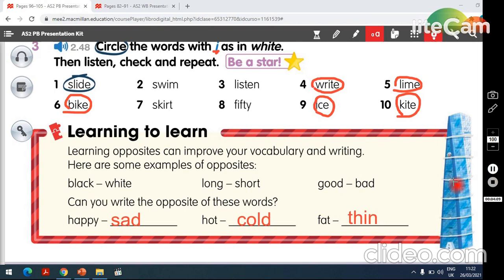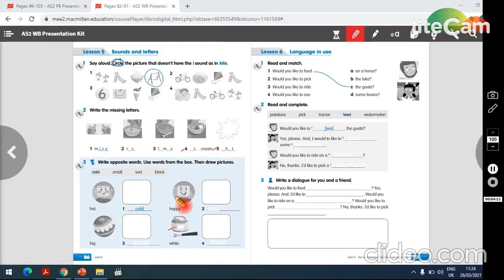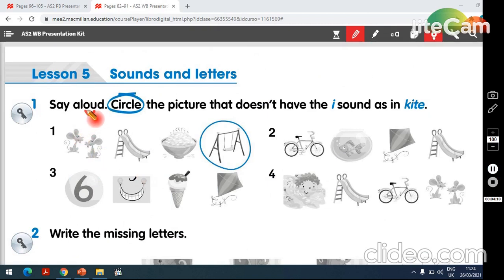Now let's move to our workbook, page 86. Say aloud. Circle the picture that doesn't have the I sound as in kite. Here we have mice, slide, rice, and swing. So we will circle swing.